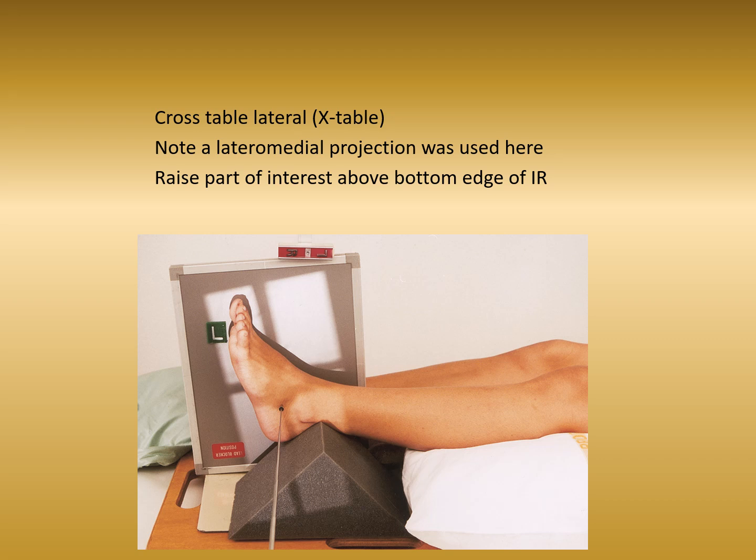Now for our cross table laterals with a horizontal beam, you'll do a lot of these in trauma, of the whole leg, the foot, the ankle, the tib fib, the knee, all the way to the knee, and then also distal femur as well. So you'll be doing these cross table horizontal beam projection laterals.